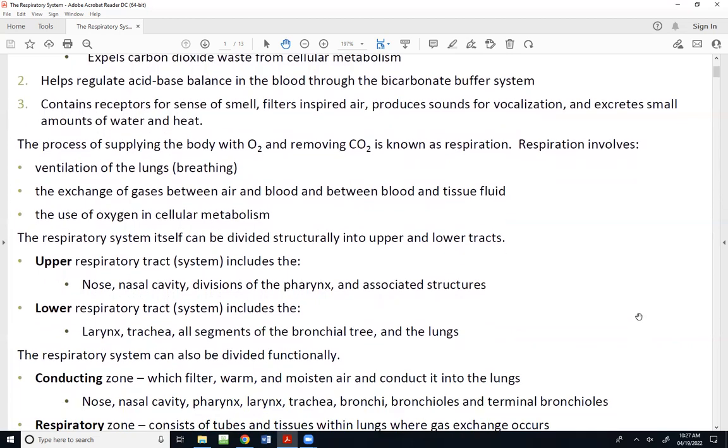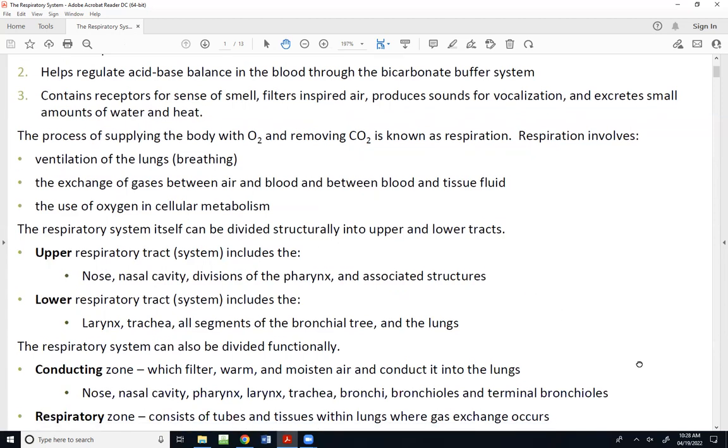Number three is just kind of a collection of different things. Contains receptors for the sense of smell, and so we'll be talking a little bit more about the nose that we've talked about at a couple different points this semester. Filtering inspired air, producing sounds for vocalization, and excreting small amounts of water and heat.